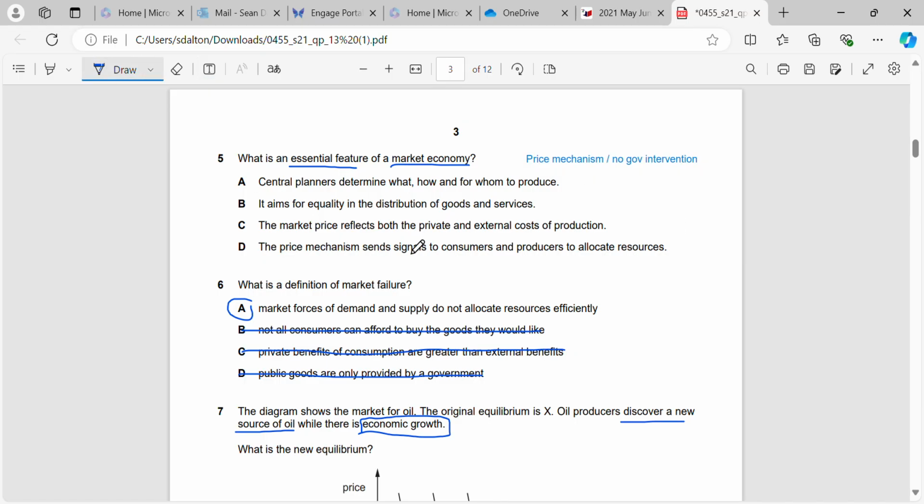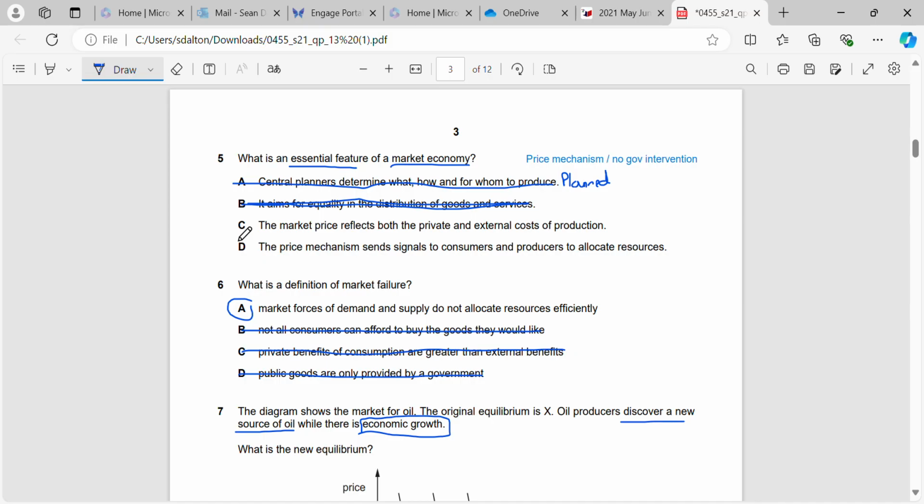Okay, so in this case, central planners determine what, how, and for whom to produce. That's wrong. That would be not a market economy, but a planned economy, which is where the government will make all the decisions on resource allocation. It aims for equality in the distribution of goods and services. That's also false. It just aims for the most efficient distribution. It does not aim for equality in the distribution.